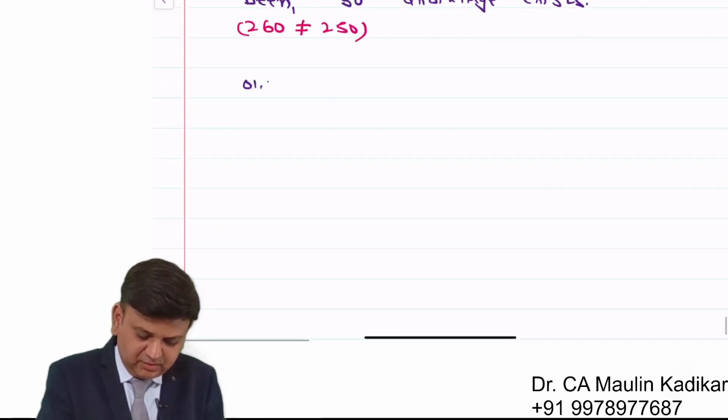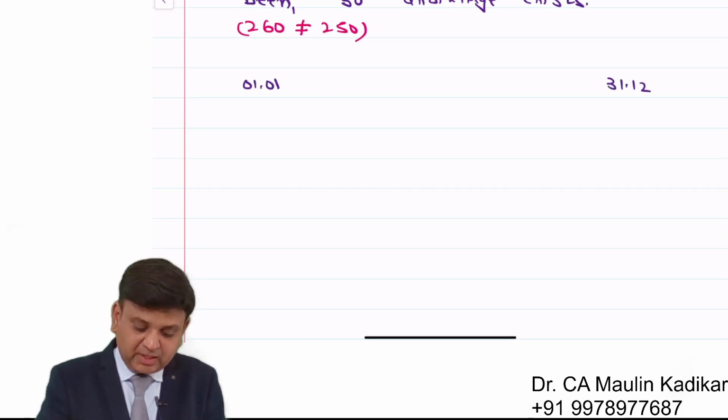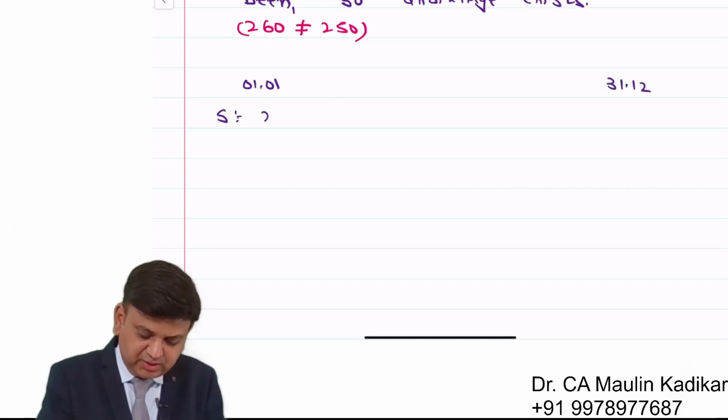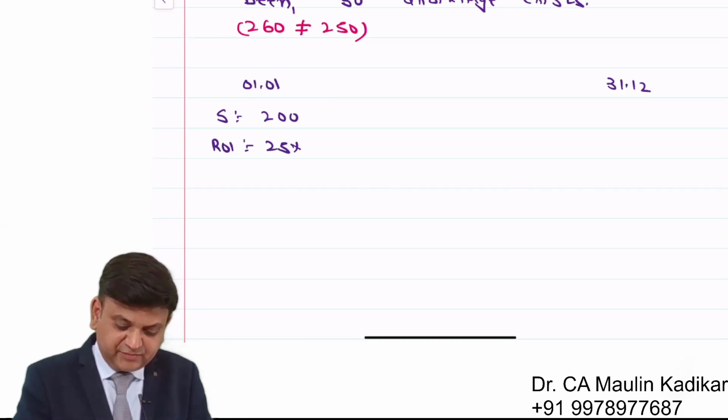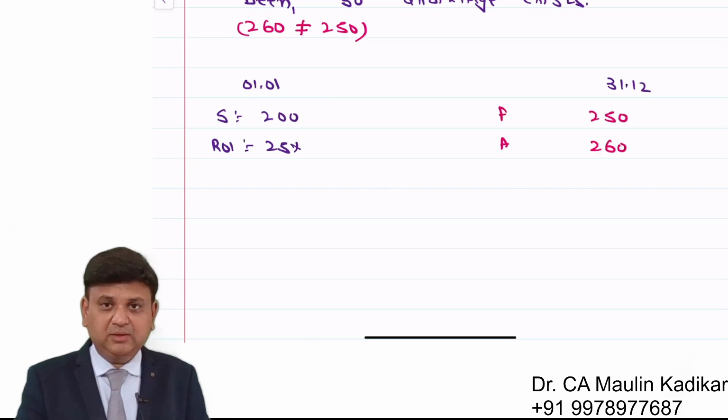1st of January and 31st of December. Spot price of the security is 200. Rate of interest is 25%. 1 year F forward price of the security should be 250. Actual price is provided to us as 260.